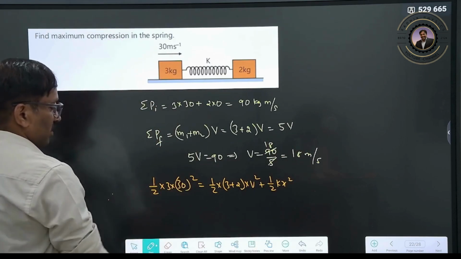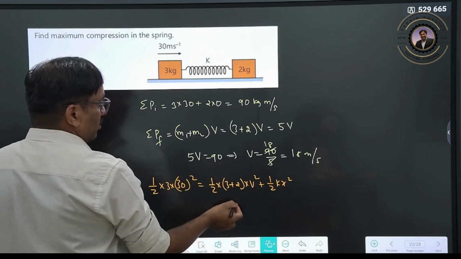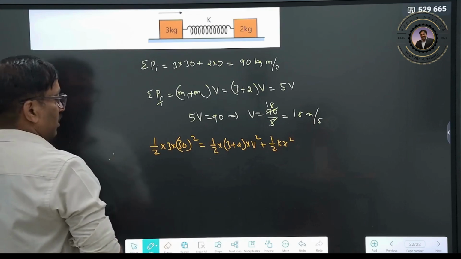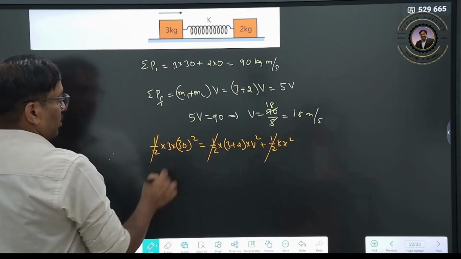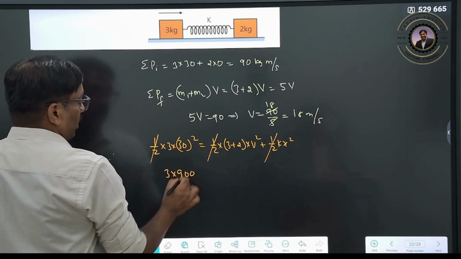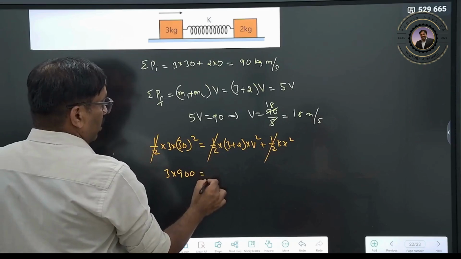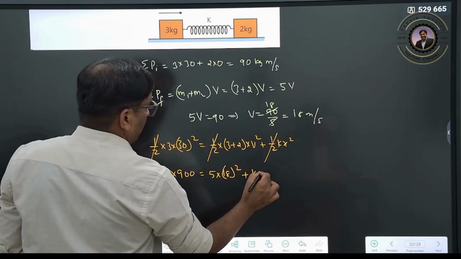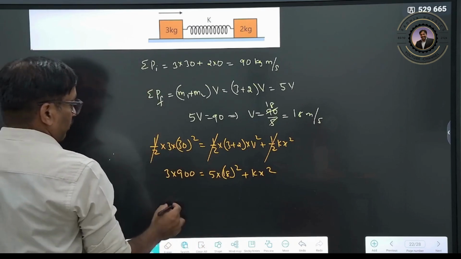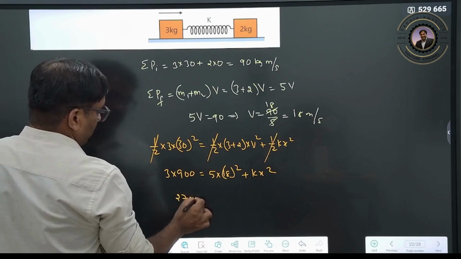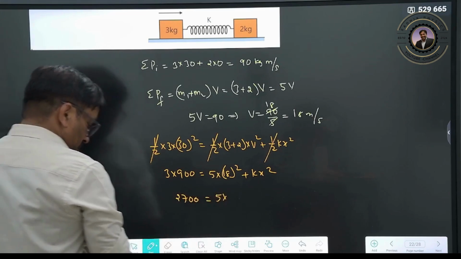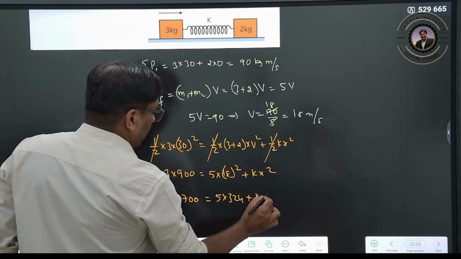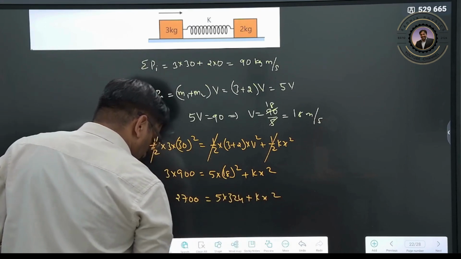Clear? So simple. If we are able to write this, then almost the problem is over. The 1 by 2 gets cancelled everywhere. So 3 into 900 is equal to 5 into velocity square, that is 18 square, plus k x square. Here 3 nines are 27, so 2700. And 18 square is 324, so 324 into 5 plus k x square.